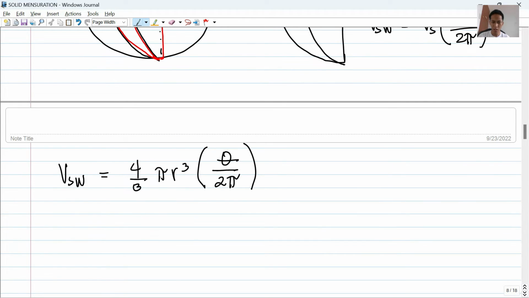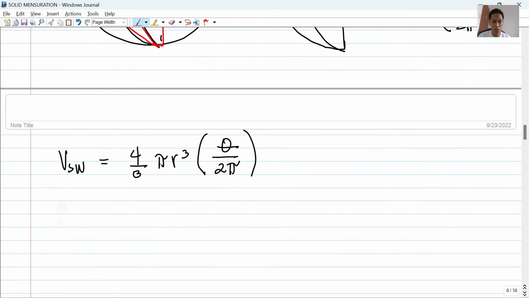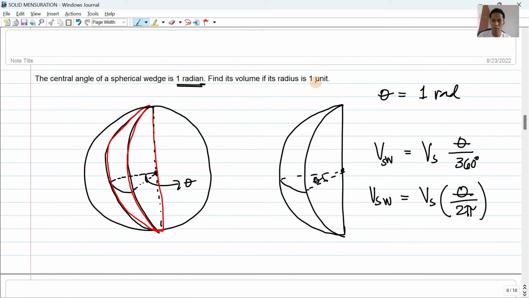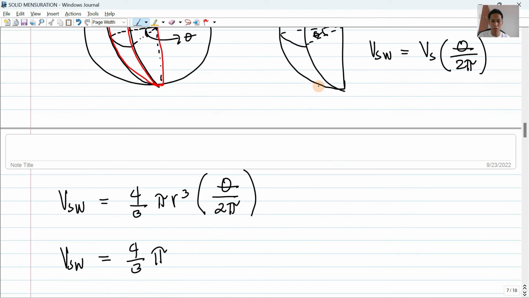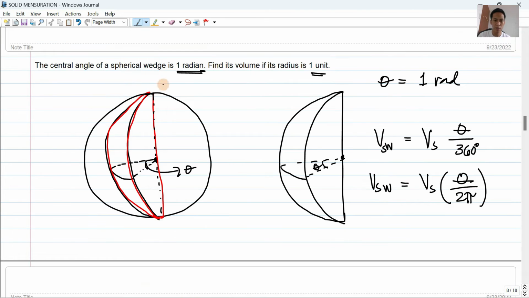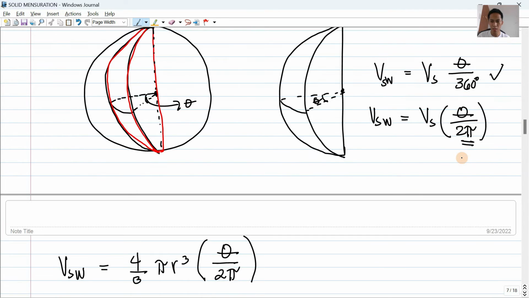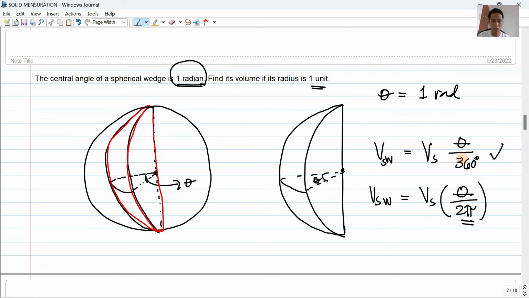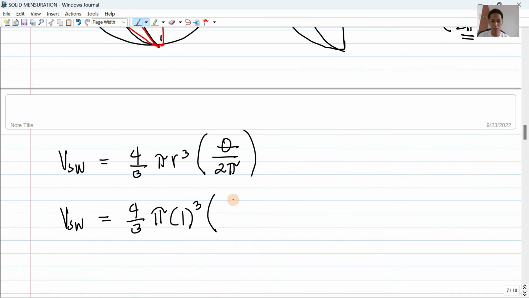Okay? So, here, subject lang natin yung mga given. So, volume of the spherical wedge is equal to 4/3 pi r cube. Ang r natin is 1 unit. Okay? 1 unit. So, 1 yun. So, that's 1 cube times theta over 2 pi. So, ang theta natin is in radian. So, dapat yung proportion natin is in radian also. Kung degrees yan, you will use this proportion here. Okay, so we have here 1 radian. Okay, so that is just 1 over 2 pi.